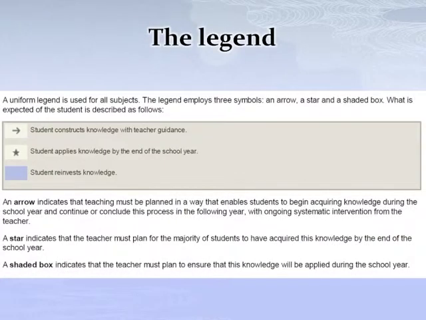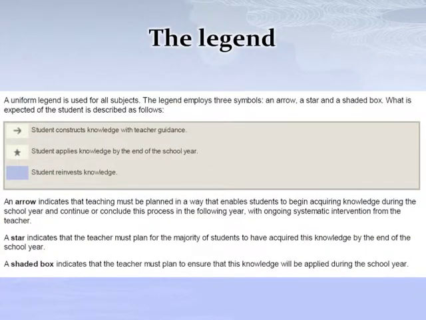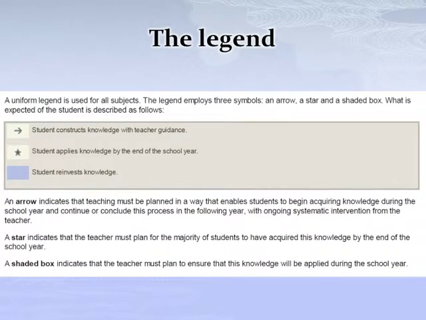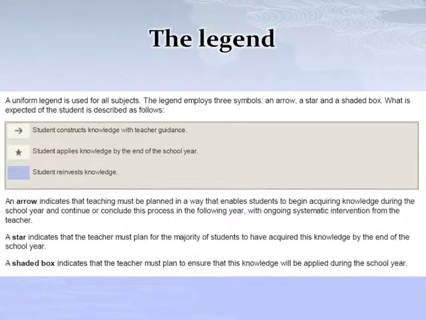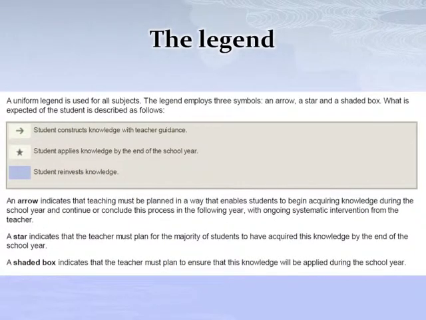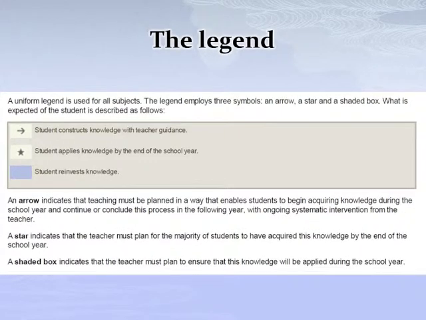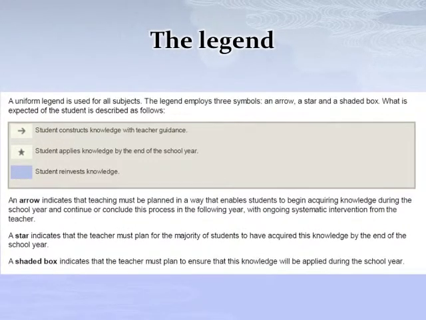To be able to read the progression of learning, you need to understand its legend. The arrow means that students are constructing their knowledge with teacher guidance. They are learning. The star means that the student is able to apply the knowledge by the end of the school year. This shaded area means that the student is reinvesting the knowledge.